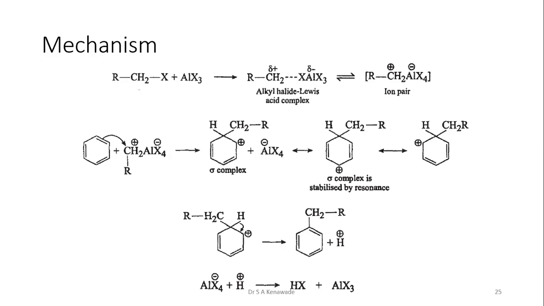ion pair. The aromatic compound reacts with the ion pair to produce a sigma complex, and this sigma complex can be stabilized by resonance structures. After that, the positive charge is stabilized by abstracting a proton by the Lewis base, and the Lewis acid will be regenerated at the end of the reaction, with the substituted aromatic compound as our goal.